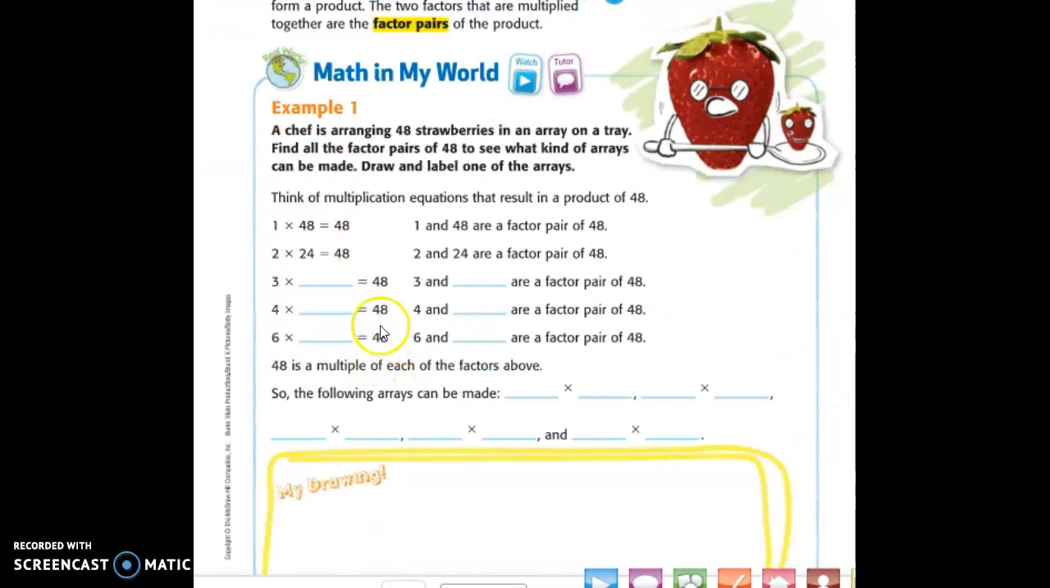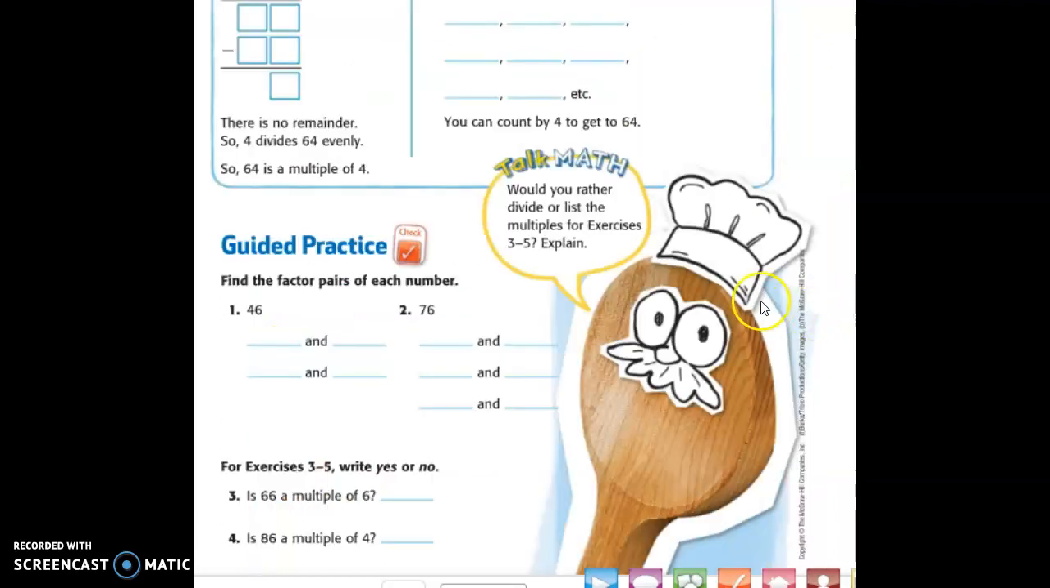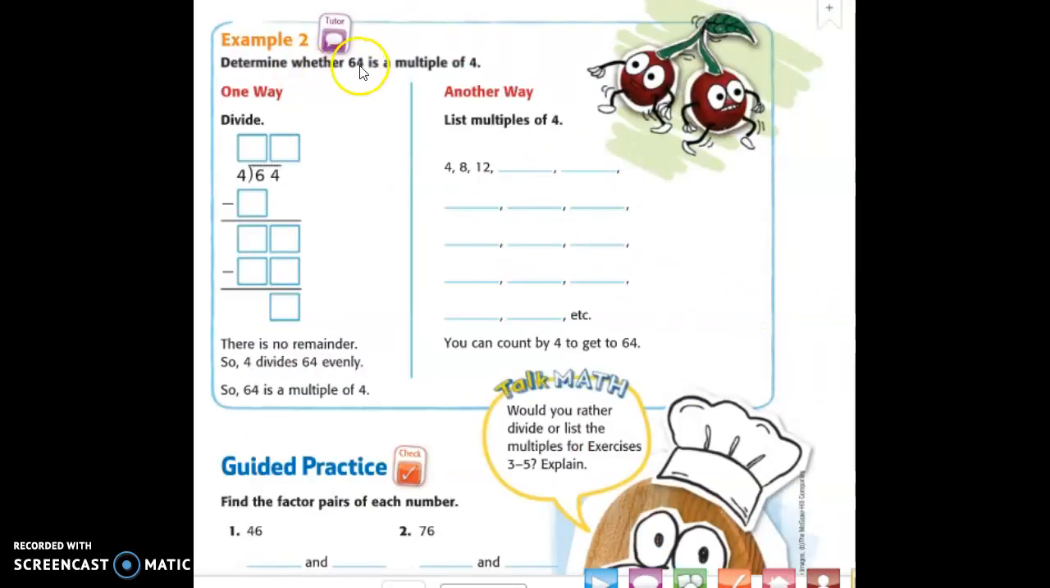48 would be the multiple of all of these. And now we're not looking for the factors. We have the answer, and we need to find out, will 4 times something get me 64, which is why they've got this division problem set up. Because we can count by 4s till we get to 64, or we can divide either way. And that's what they're doing here. They're counting by 4s to see if they end up at 64, or you can divide.